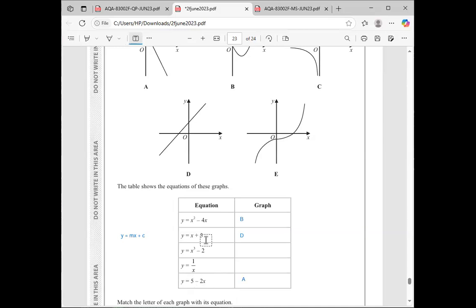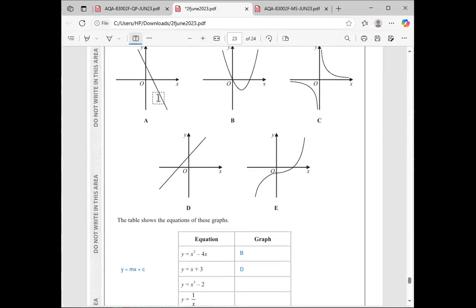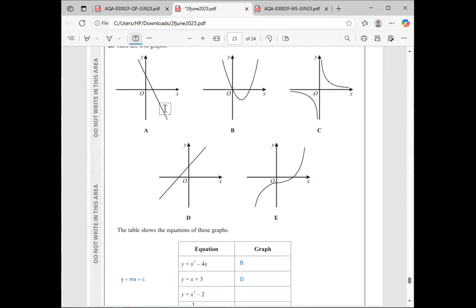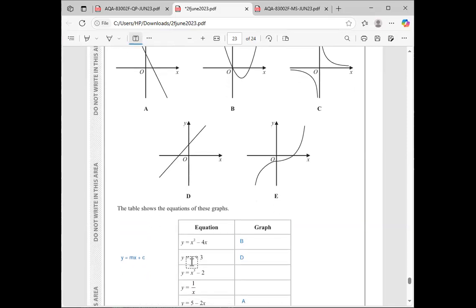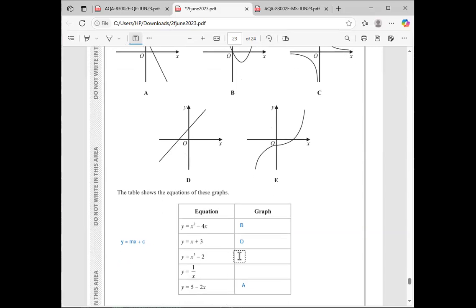So if it's negative, it's going to tilt towards the negative x-axis, whereas if it's positive, it's going to tilt towards the positive x-axis. All right, let's move on now. That means we're left with two more.